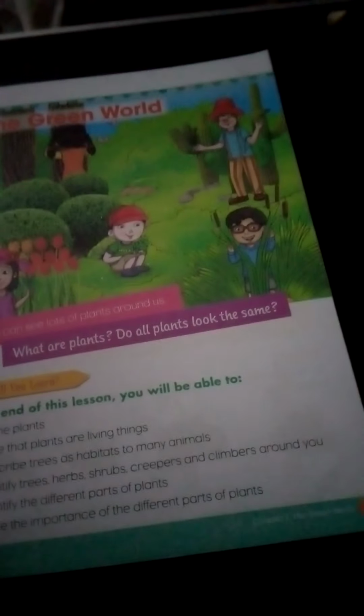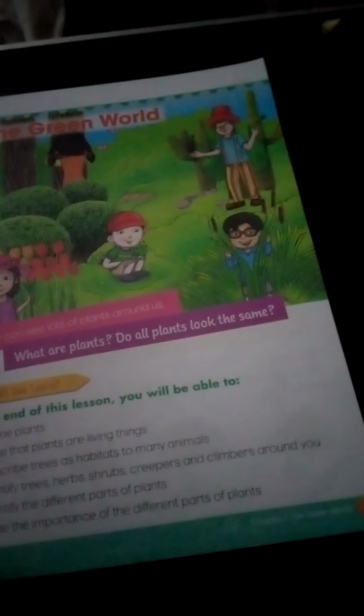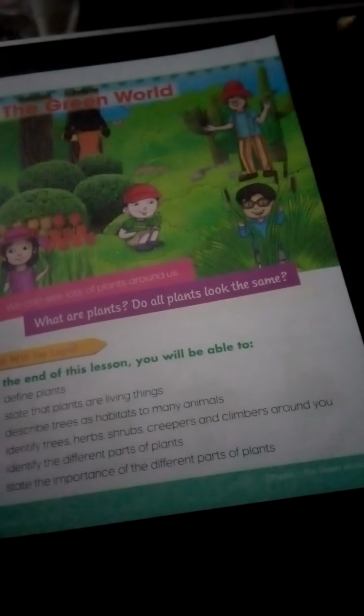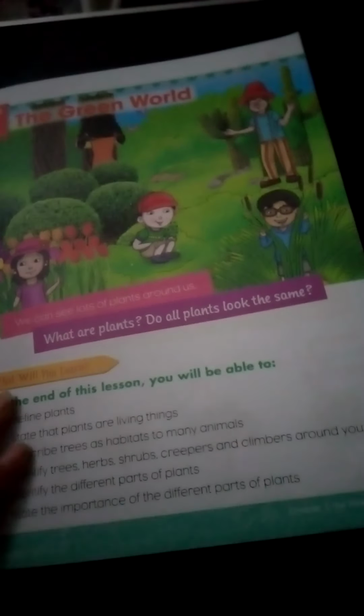This is the content. The first chapter is the green world. In this topic we learn about plants and that plants are living things, describe trees and trees as habitats to many animals, identify trees, herbs, shrubs, creepers and climbers around you, identify the different parts of a plant and the importance of the different parts of plants.